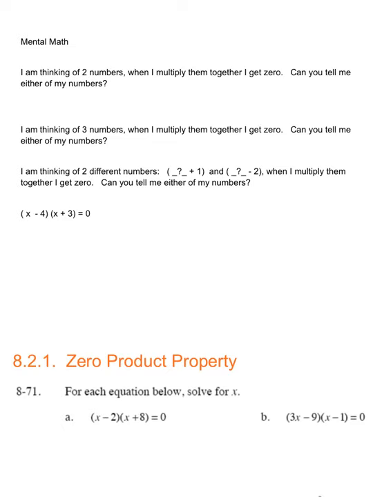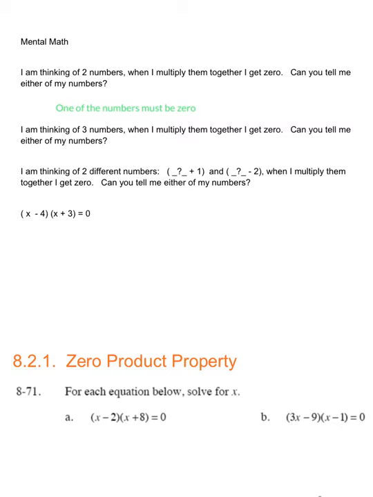Anytime you multiply two numbers, if I'm thinking of any two numbers, when I multiply them together, I'm going to get 0. What can you tell me about my numbers? If I multiply two numbers and I get 0, one of the numbers must be 0. If I'm thinking of three numbers and I multiply them together, I get 0. What do I know about the numbers? If they multiply to 0, still one of them must be 0.